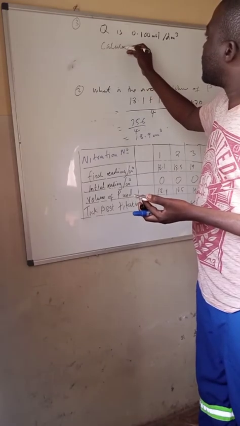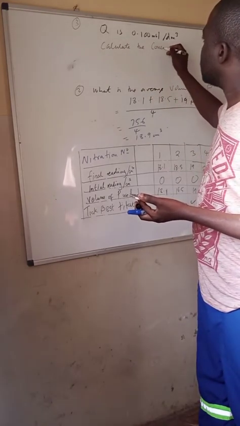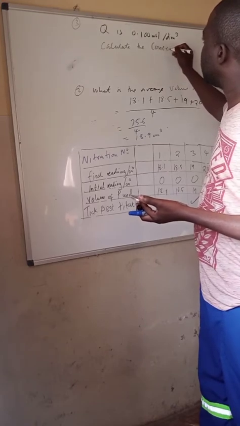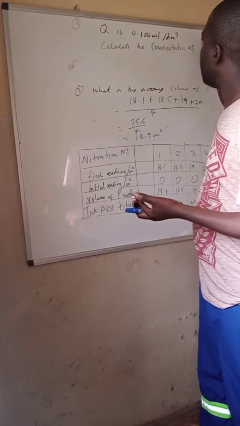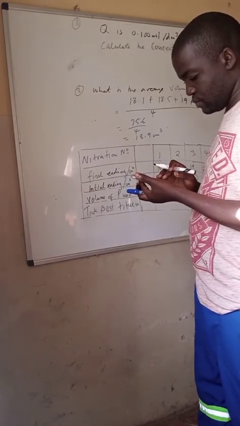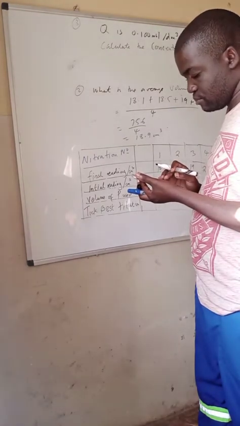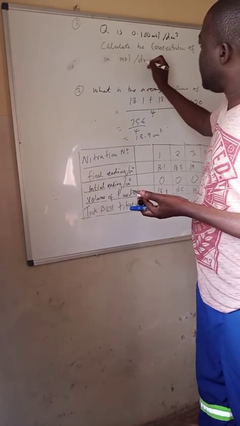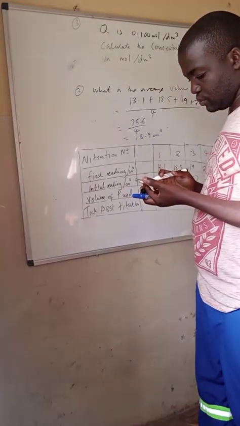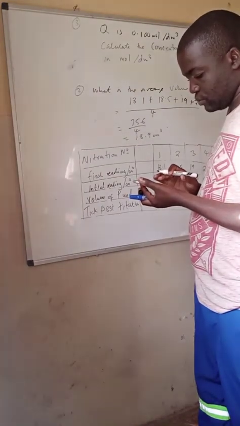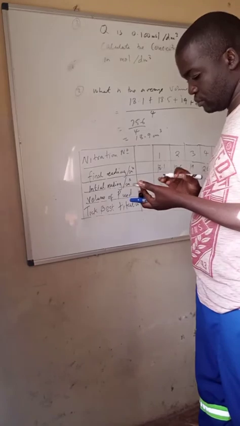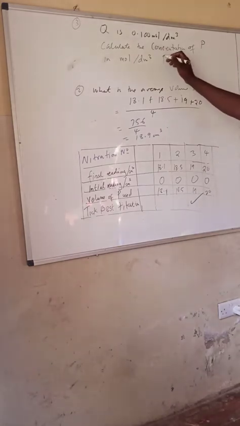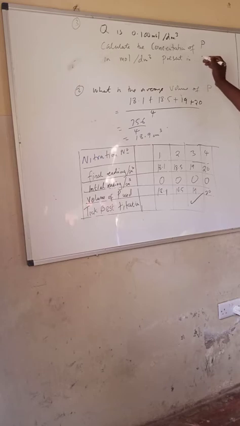Okay. Calculate the concentration of P in moles per decimeter cubed, present in Q.